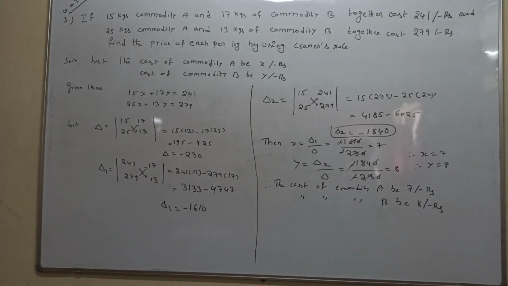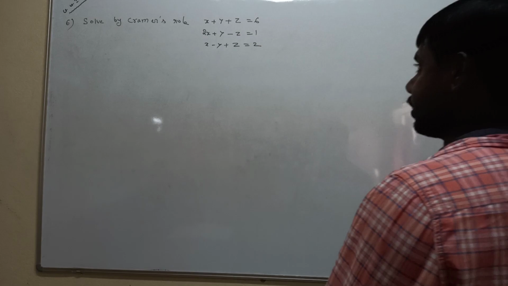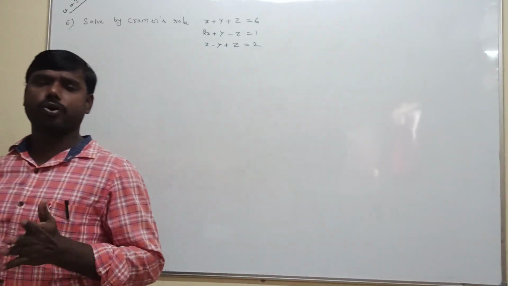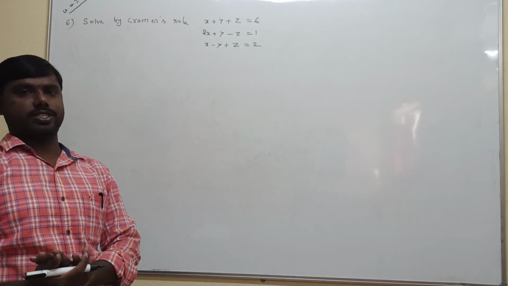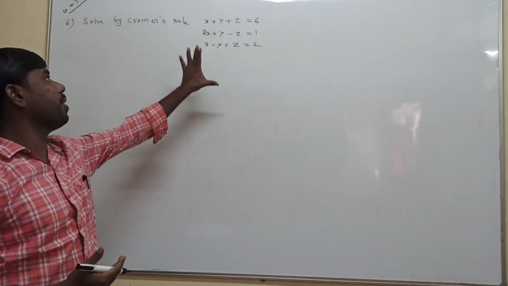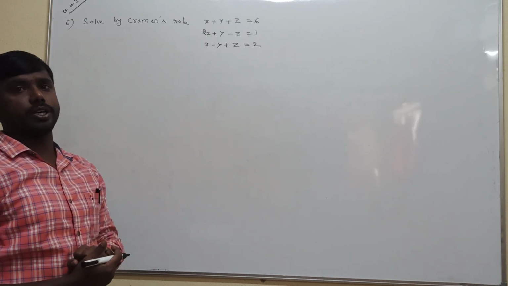So everyone understood how to find the delta value, delta 1 value, delta 2 value, and after that, finally, to calculate the x and y values. This is the procedure. Next, the last question in this method. In all the earlier questions, they gave only two linear equations. But in the last question, how many linear equations are given? Three linear equations are given.